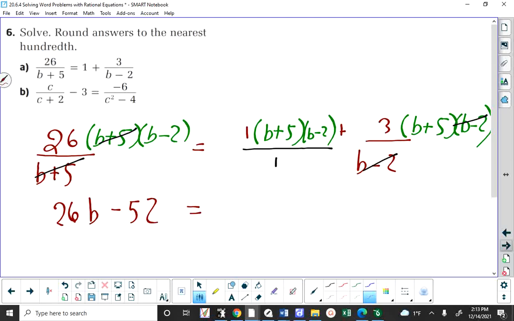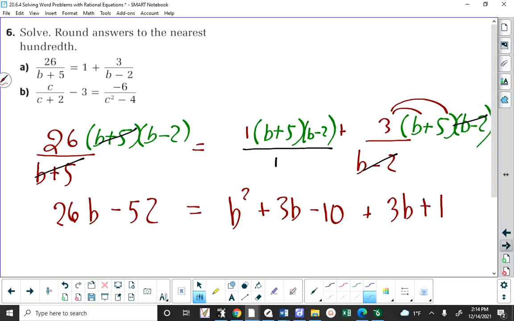In the last example I did, I said I'm just writing stuff down, you could expand it at the same time. That's what I'm doing here. I'm saying we have b plus 5, b minus 2 left over. So that's b squared plus 3b minus 10. And then I have 3 times b and 3 times 5, which will give me 3 times b plus 15.